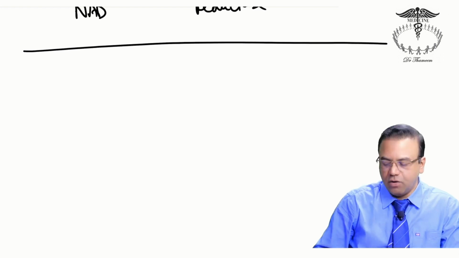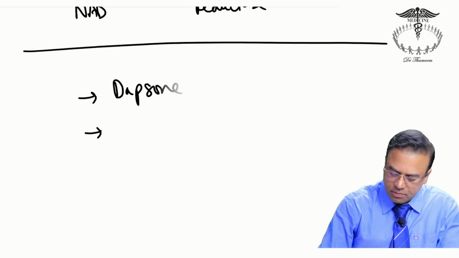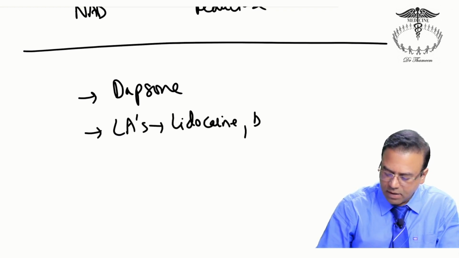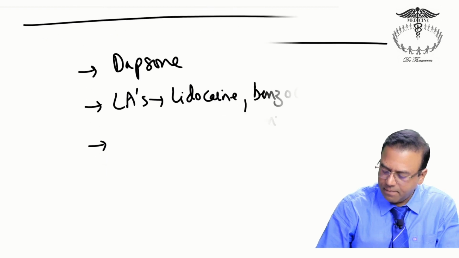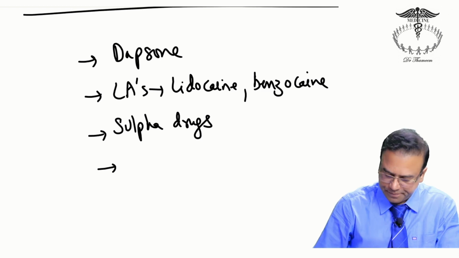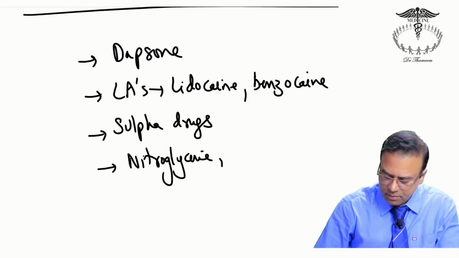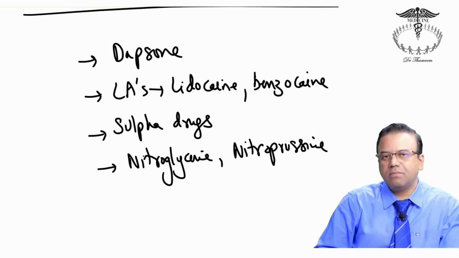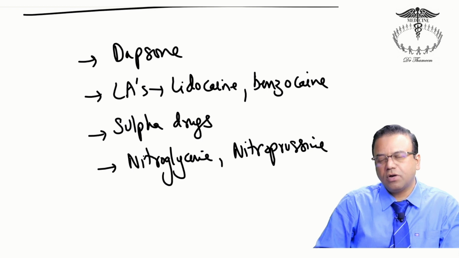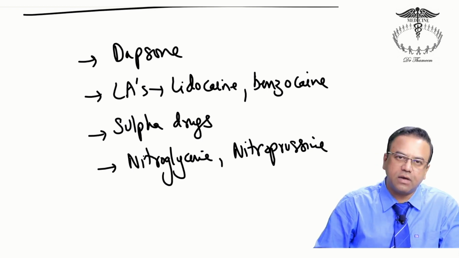Some of the drugs that are known to cause methemoglobinemia are dapsone, local anesthetics, particularly lidocaine, benzocaine, prilocaine, sulfa drugs, particularly sulfamethoxazole, nitro drugs, and this is nitroglycerin, nitroprusside, or sometimes it can be well water which is rich in nitrate. Okay, so some well water a person has drunk, or some pond water which is rich in nitrates, that also can trigger this kind of problem.